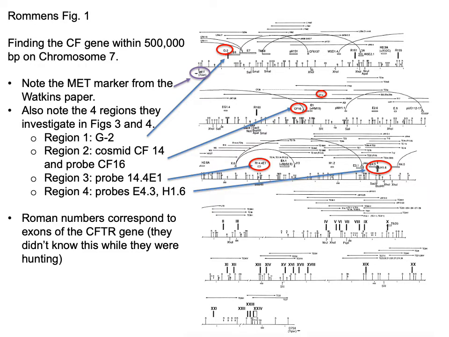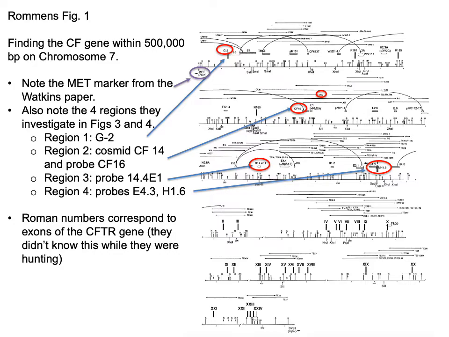And the Roman numerals that you'll see towards the bottom of this figure correspond to the exons of the CFTR gene. Of course they didn't know where the CFTR gene was when they were searching for these candidates. Keep that in mind. So this is sort of overlaying what they learned later with where they were searching. So what you can see is that actually the first exon is within the 4th red circle.